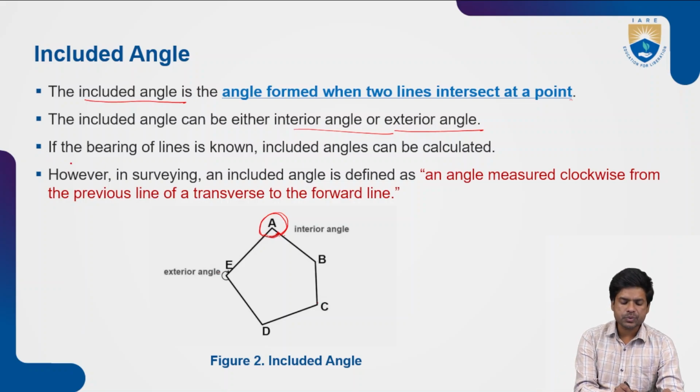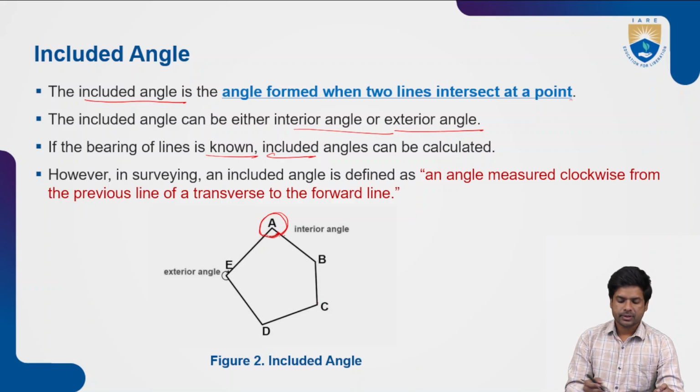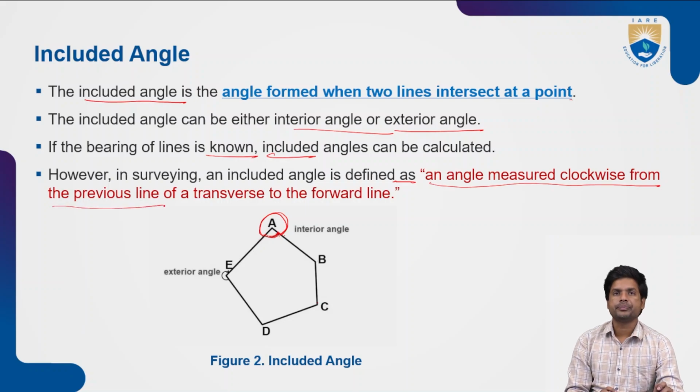Next, if the bearing of lines is known, that is fore bearing or back bearing, then the calculation of the included angle will be easy. That is why we first have to find the bearings of the lines. In surveying, the normal definition of the included angle is the angle measured clockwise from the previous line of a traverse to the forward line.